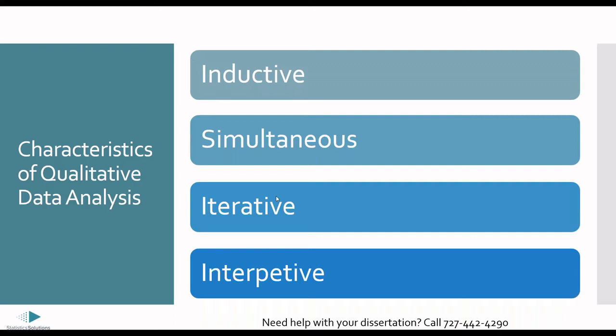It is simultaneous as well. So we conduct qualitative analysis at a lot of different stages during a qualitative study. Oftentimes we do this as we're collecting data, so we're always going back and forth between data and analysis. It is iterative, constantly evolving and changing as we gather more data and learn new insights. And it's also interpretive, right? There's this element to qualitative research where we interpret our findings, we interpret what we're learning.